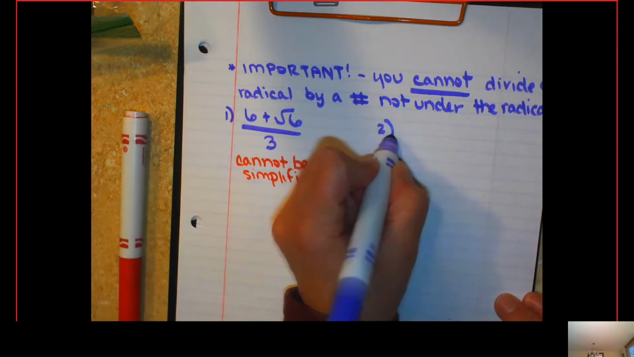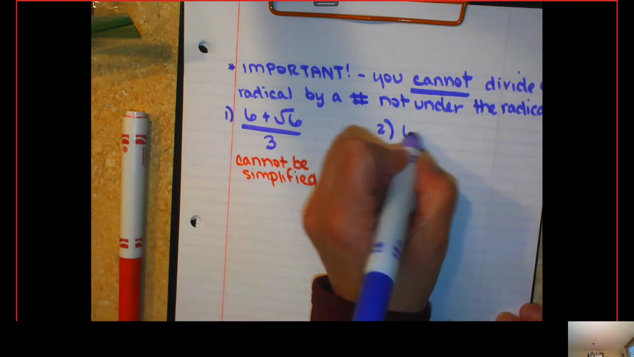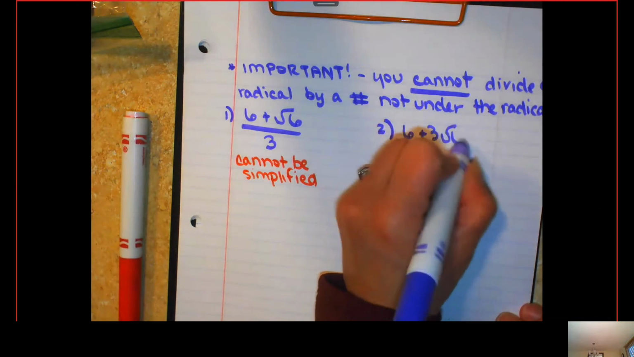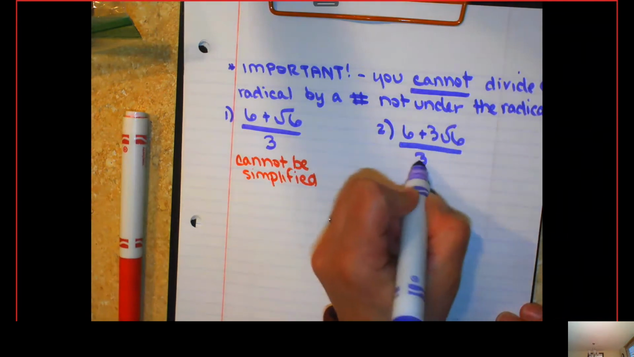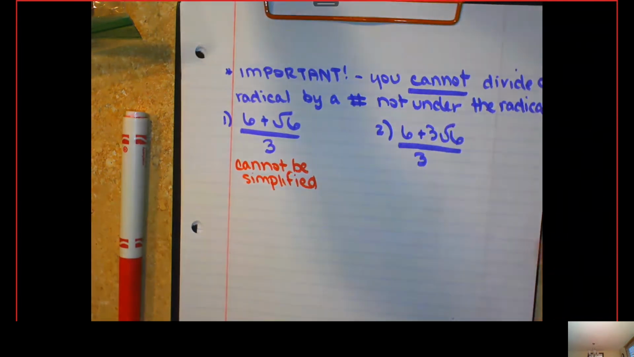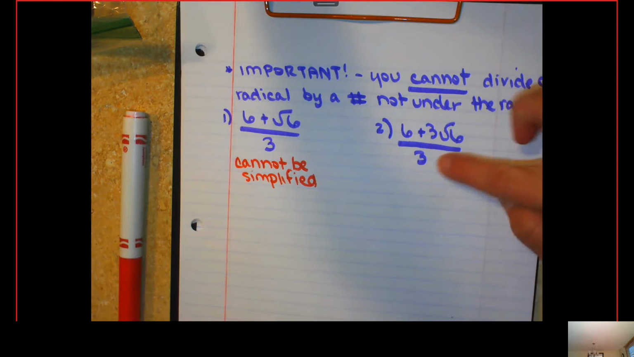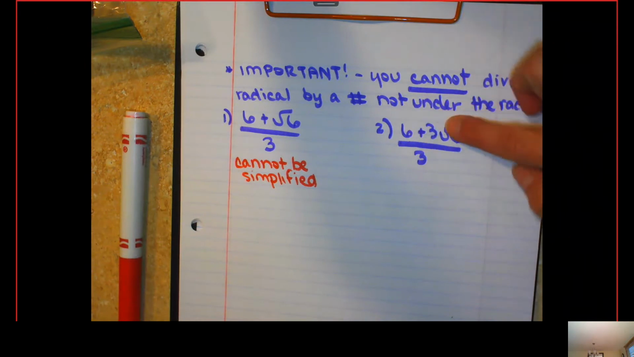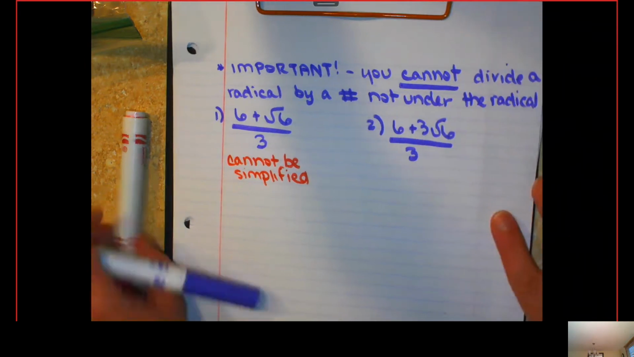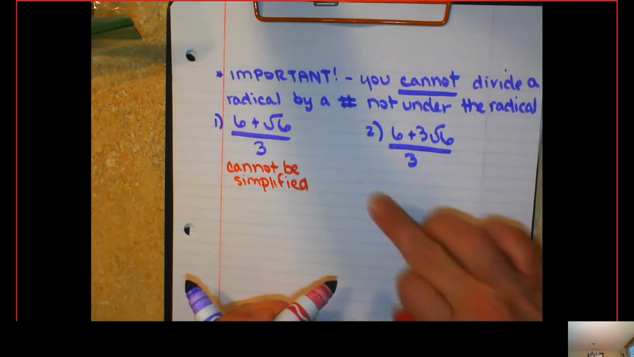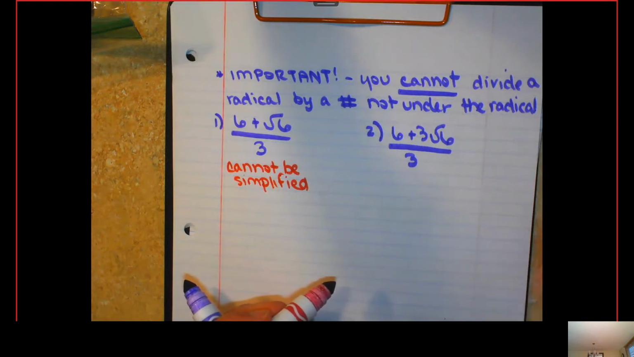Example 2. Can you write 6 plus 3 radical 6 over 3? Now notice I made a change. There's a number in the front. If we're going to divide, we have to divide every term by a number. So if you notice, there's a 3, a 6, and a 3 on the outside. So we can divide all of those by 3. So again, if we're simplifying, you have to divide everything by the same number.